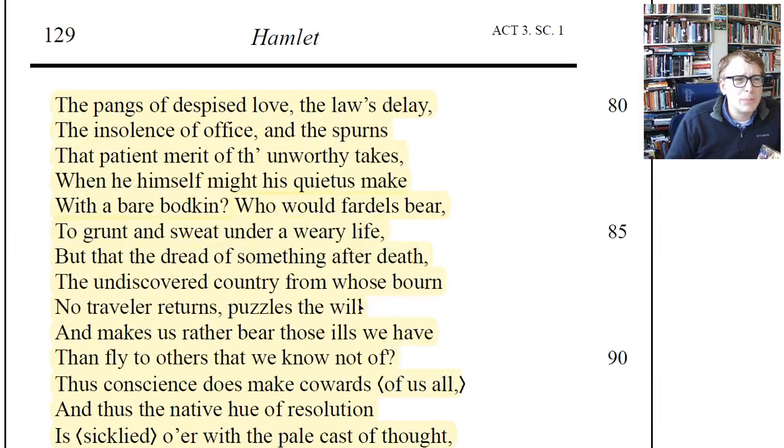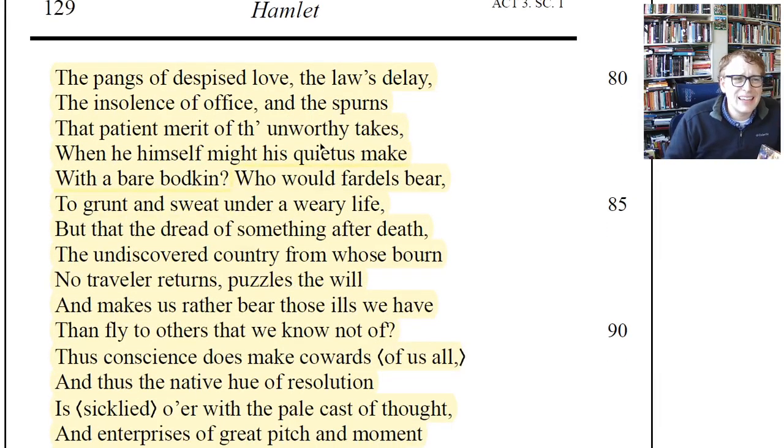The pangs of despised love, the law's delay, the insolence of office, and the spurns that patient merit of the unworthy takes, when he himself might his quietus make with a bare bodkin. A bodkin's a little dagger, so I could take it out of its sheath, hold it up. I could take the knife to myself, right? The dagger to myself. Why in this long list of things?